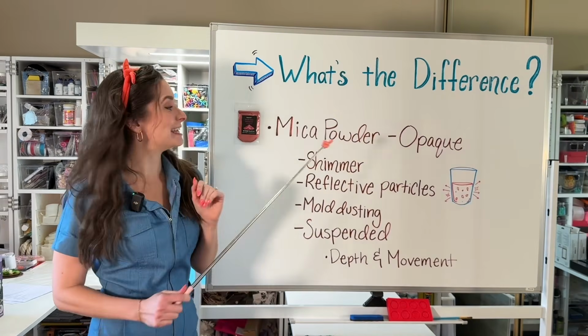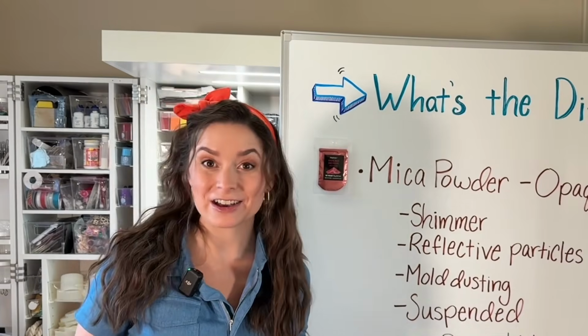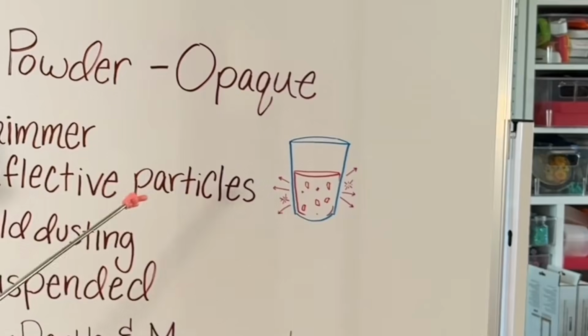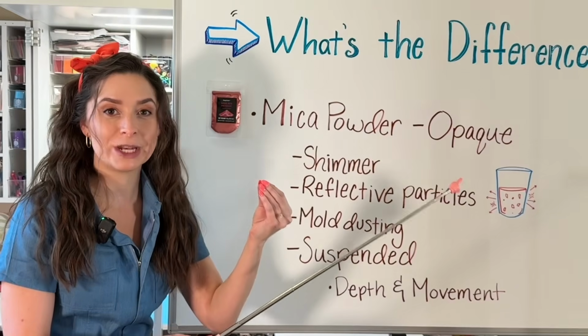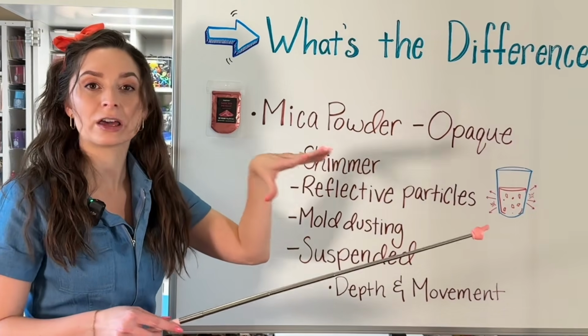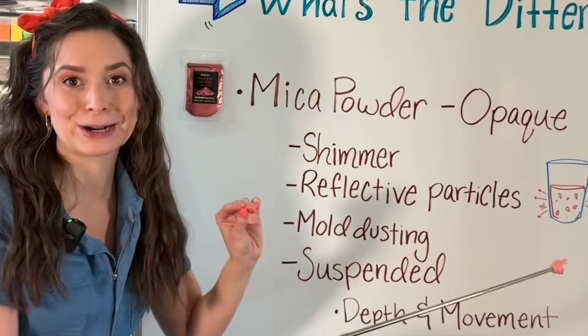Our next colorant is mica powder. Now we talked before that it's an opaque colorant, but what we didn't talk about is it's also reflective. So think about these tiny little particles floating around in the resin once you mix it all together. So not only does it block the light from passing through, it reflects it. Picture tiny little mirrors all over.